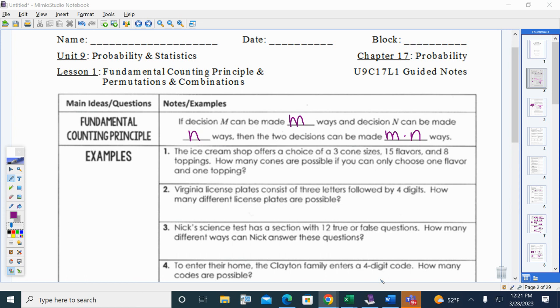For example, number 1, it says the ice cream shop offers a choice of 3 cone sizes, 15 flavors, and 8 toppings. How many cones are possible if you can only choose 1 flavor and 1 topping? So your fundamental counting principle is applied here. Since there are 3 different cone sizes and 15 flavors and 8 toppings, you're just going to multiply all those things together, and that gives you 360 possible outcomes for the different ice cream cones you could create.